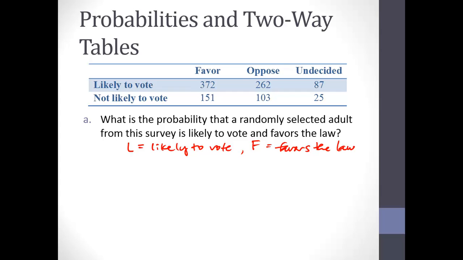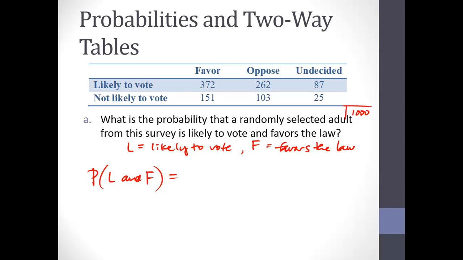So in our notation, I'm going to put a P with parentheses. What event am I interested in here in my symbols? L and F, exactly. We want the probability that a person is likely to vote and favors the new law. So L and F. And if you add all these up, there's 1,000 total people in there, I think. I think that is correct.